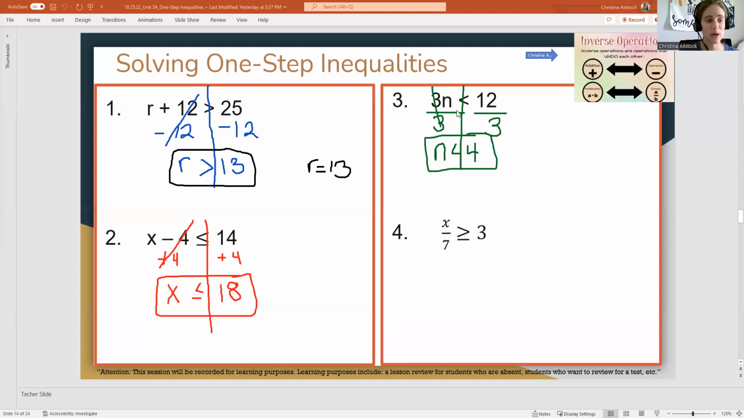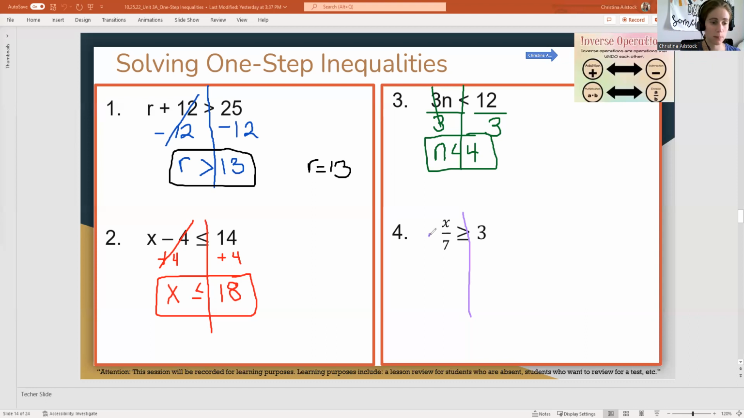All right, last problem on this page, number 4 here. x over 7 is greater than or equal to 3. We want to solve for x. We want to get x by itself. So what's going on between that x and the 7? Because the 7 is in the way of the x being alone. That is division. That's showing us x is being divided by 7. How do we undo that division?